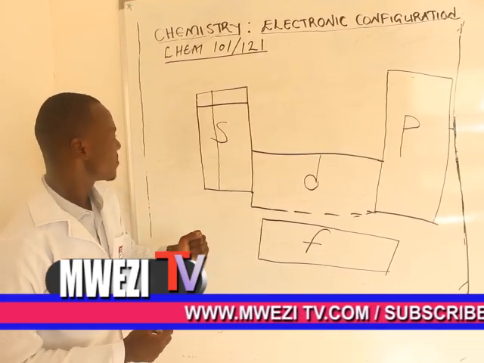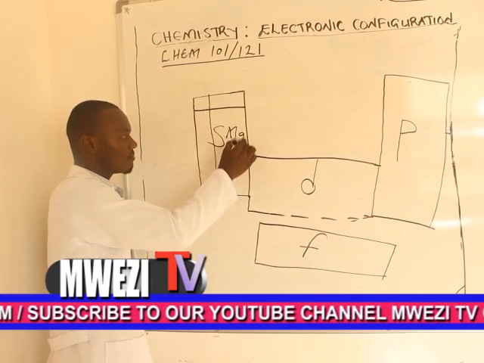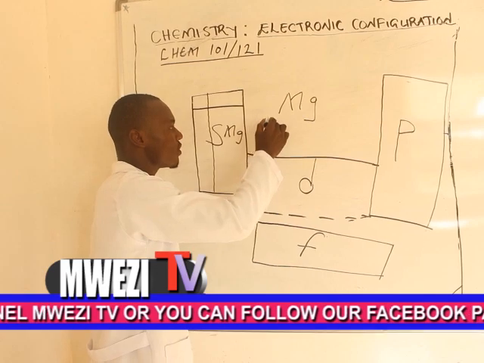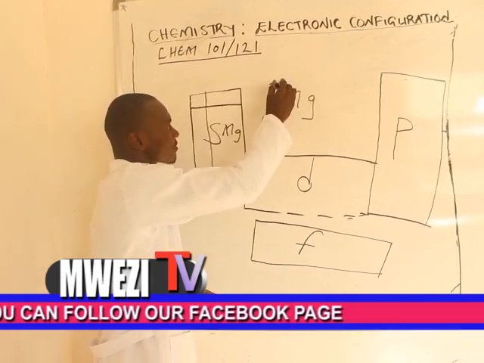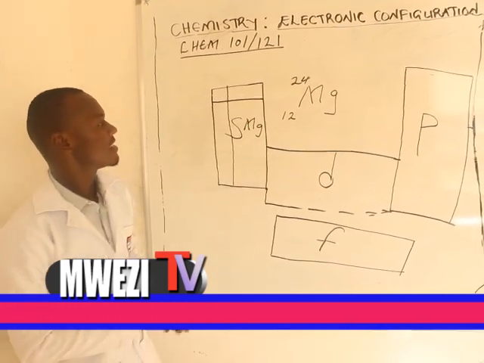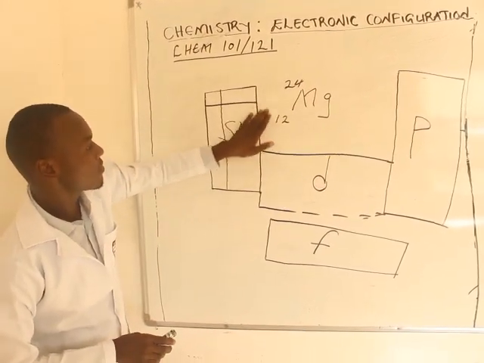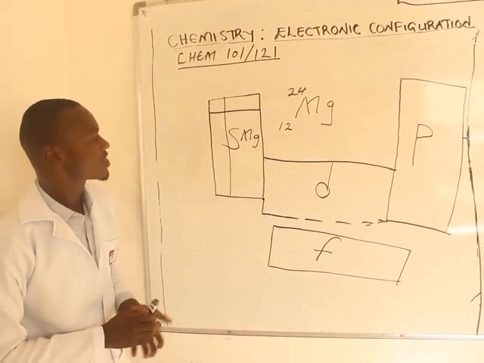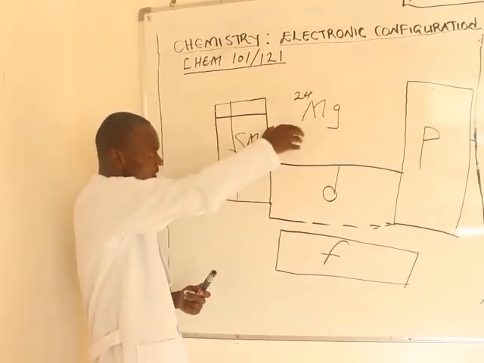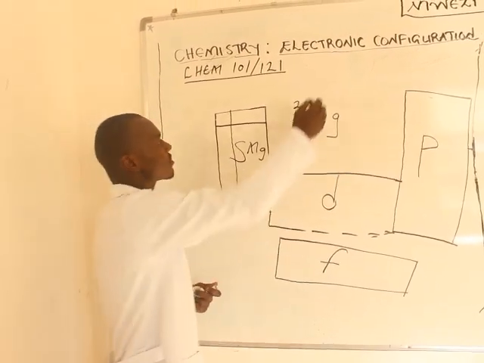But my main concern is for you to understand that, for example, here we have magnesium. The magnesium I have just picked has a mass number and a proton number. The mass number is simply the combination of protons and neutrons. The proton number is the total number of protons in the nucleus of an atom. In as much as we'll be dealing with electronic configuration, we'll be considering the proton number. But in the actual sense, we are not using the protons, but the electrons.